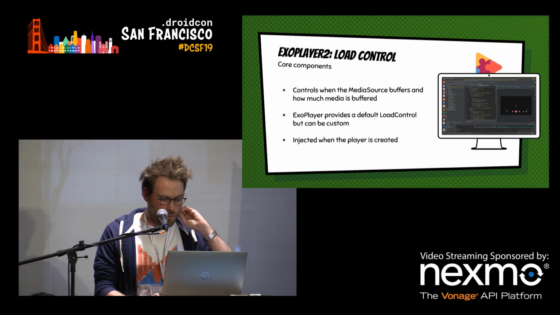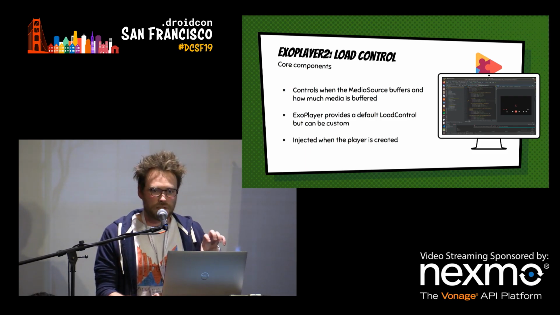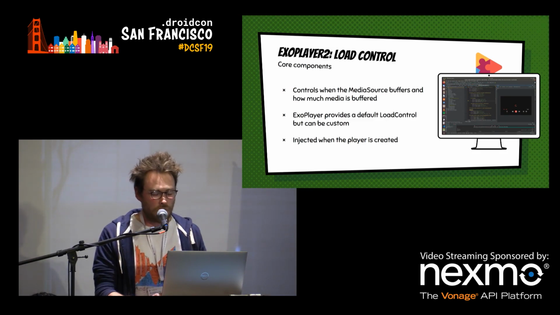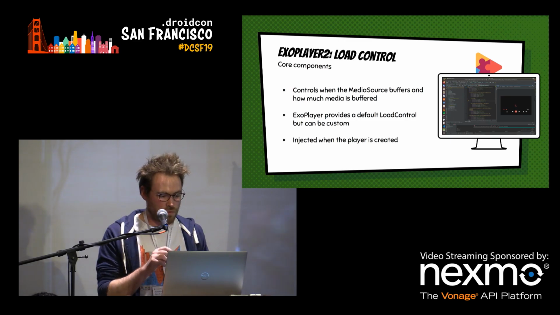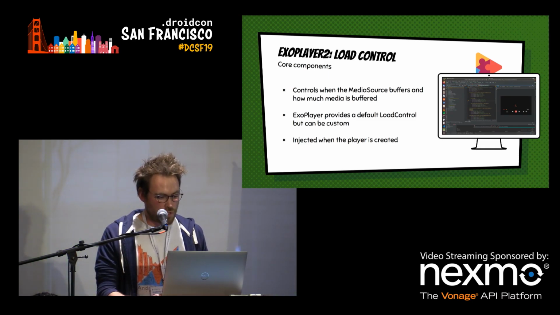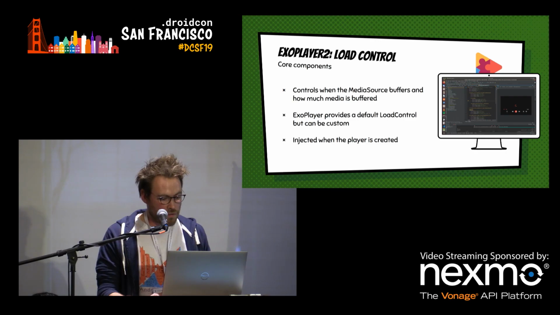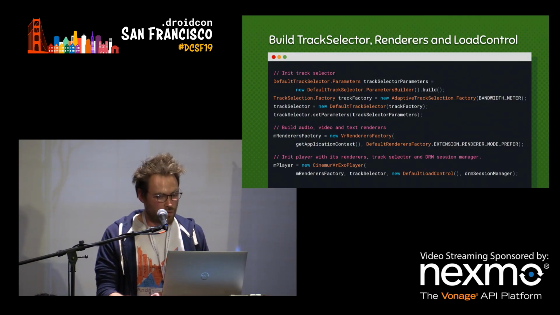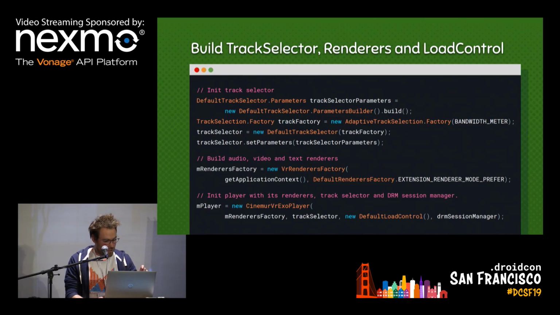And then you have the load control. The load control is there to handle the media source and handle the buffers. It's the load control which says how much media is buffered at a time. So you can use the default one, or you can customize it if you want, like a bigger buffer, or handle the buffer differently. So for creating a new ExoPlayer, you define the track selector, and then you can build your audio, video, or text renderer. And then you inject the track selector, renderers, and load control inside your new ExoPlayer instance.